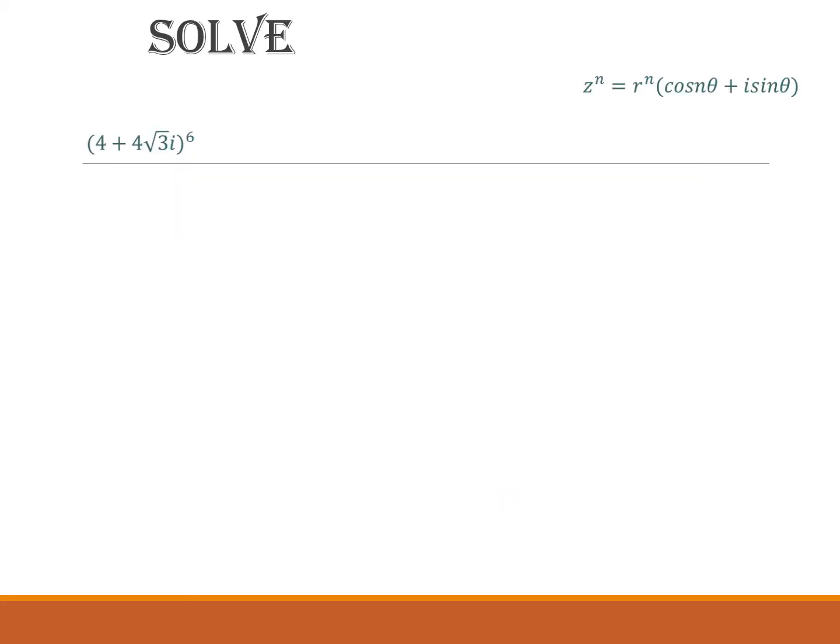Let's apply de Moivre's theorem on (4 + 4√3i) to the power 6. The first step: the form given to us is the rectangular form, so 4 is your a and 4√3 is your b. First, you have to find the modulus. You all know the formula for the modulus is r = √(a² + b²). Here a = 4 and b = 4√3.